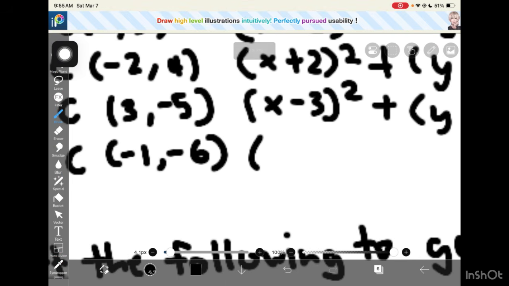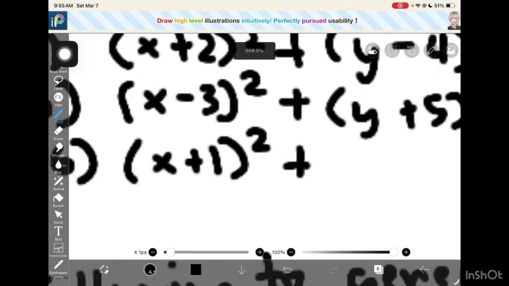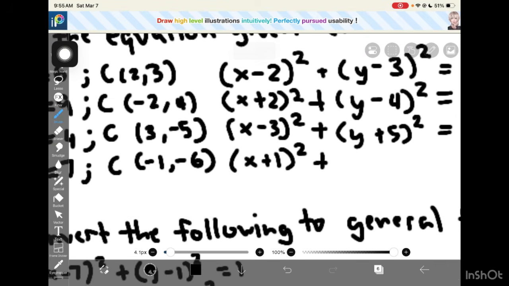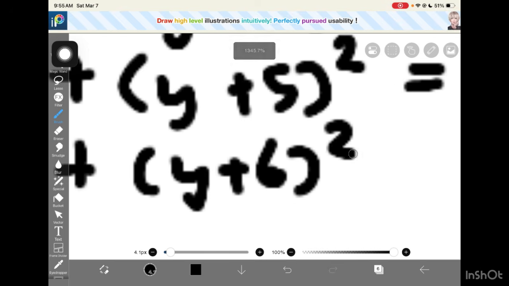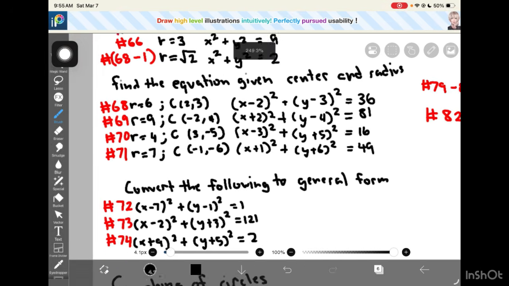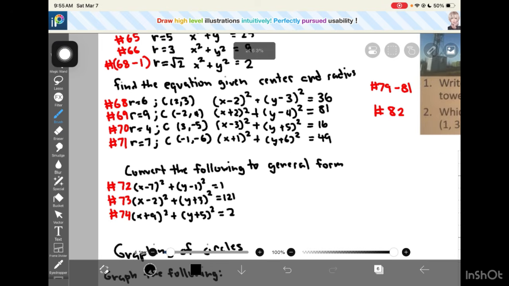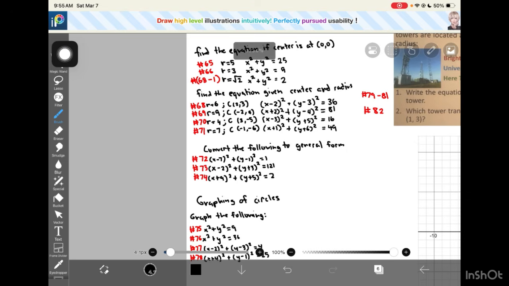Negative 1. Flip it again. X plus 1. Squared. And then negative 6. That's positive 6. So y plus 6. Squared. 7 squared. 49. It's that simple. So these numbers, they're very simple once you know them.